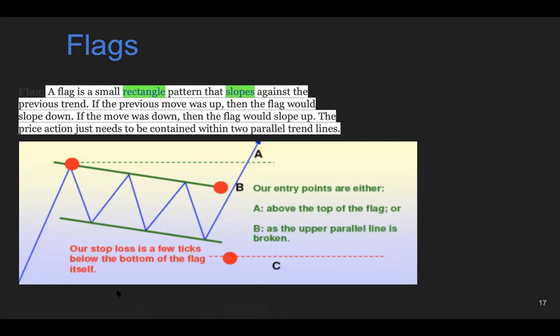This move down can move so fast on you to the point where you can't even get filled selling your order. Does that make sense?